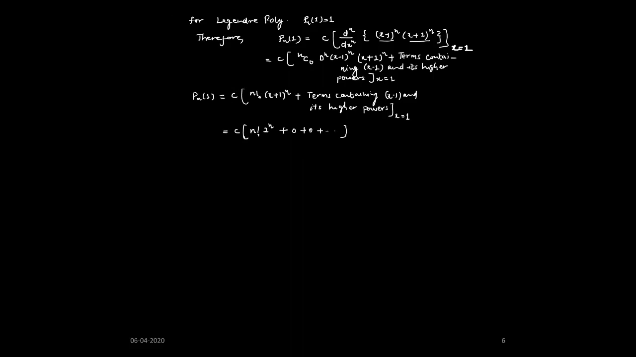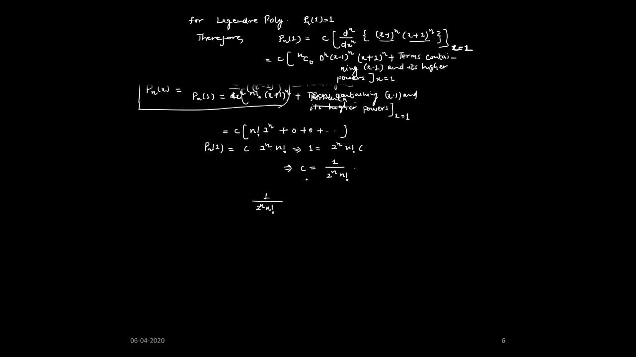Now in the next term we will have n factorial c n factorial, and we have just put the value x equals to 1 in the bracket. So we'll get 2 raised to power n, and the rest of the terms would be 0 because they contain x minus 1, right? So the rest of the terms would be 0. So we are left with Pn1 equals to c times 2 raised to power n factorial, and this implies that because Pn1 is 1, so 1 equals to 2 raised to power n factorial c, and from here c is 1 by 2 raised to power n factorial, right? So we found the value of c.